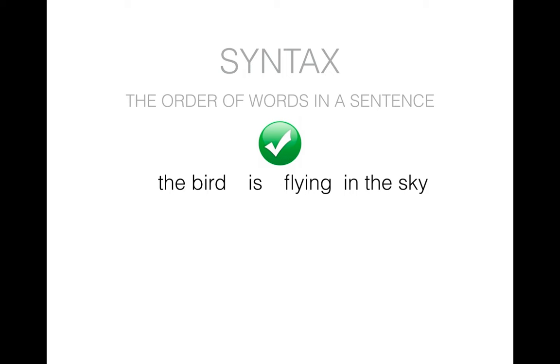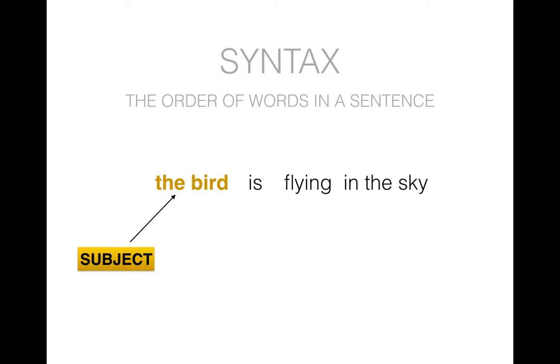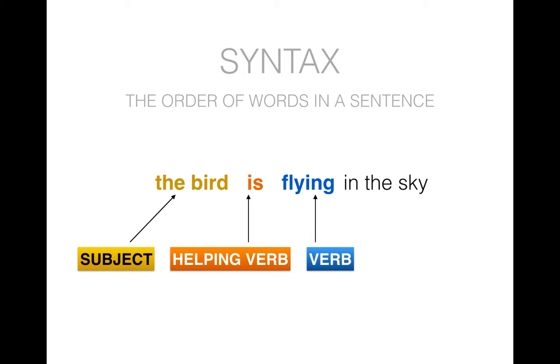English syntax has 4 important parts. The first part is the subject. Next is the helping verb. The third part is the verb. And finally comes information.